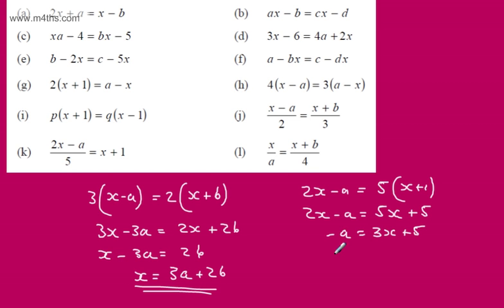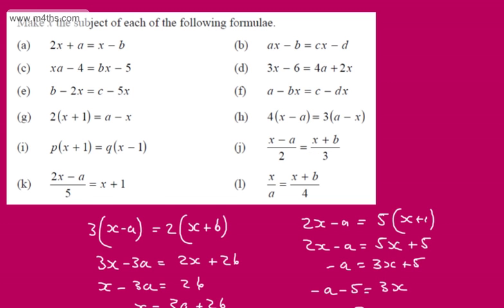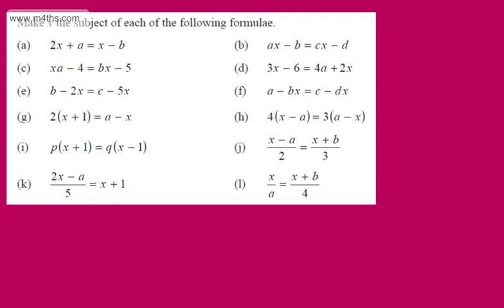I'm now going to subtract 5 from both sides, so minus a minus 5 is equal to 3x, and then divide both sides now by 3. So we've got minus a minus 5 all over 3 is equal to x, or we could write now, factoring the minus out, minus the quantity a plus 5 now over 3 is equal to x. Either of those two things are perfectly fine. Okay, let's move on and look at some more. So those ones are slightly more challenging.